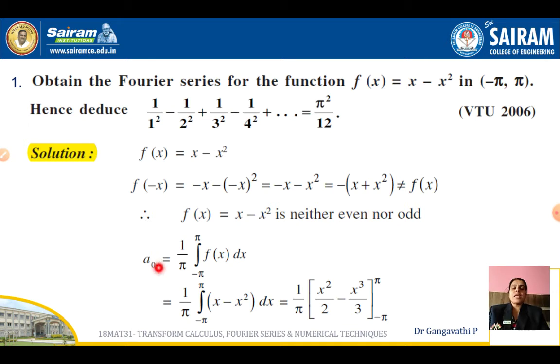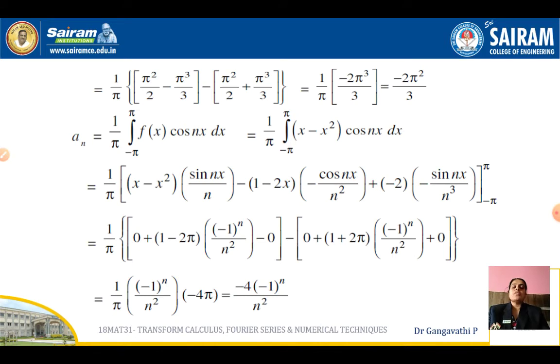So let us evaluate a0 now. A0 is equal to 1 by pi integral minus pi to pi f of x dx. Let us substitute for f of x, which is x minus x square. Integration of x is x square by 2 and integration of minus x square is minus x cube by 3. And this must be evaluated between the limits minus pi and pi. When we substitute the upper limit and lower limit and simplify, we get minus 2 pi cube by 3, and the answer for a0 is minus 2 pi square by 3.